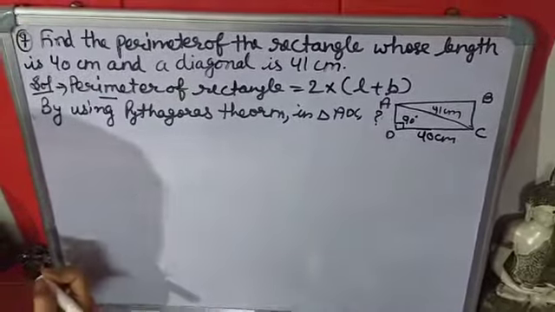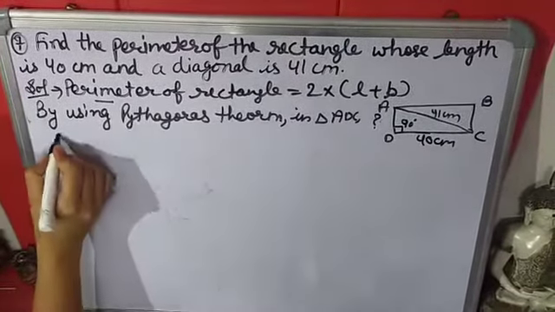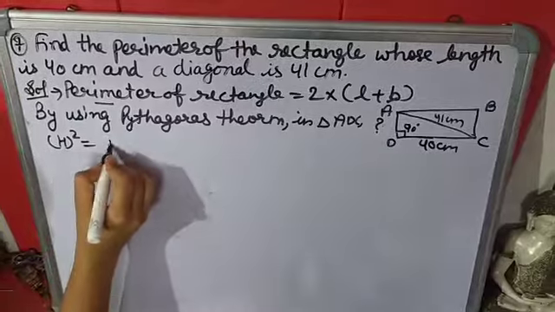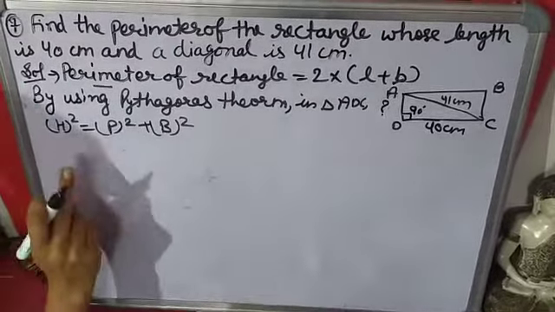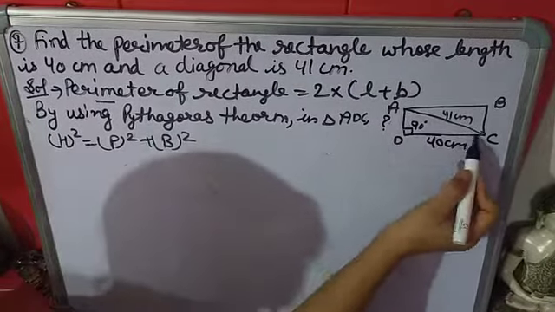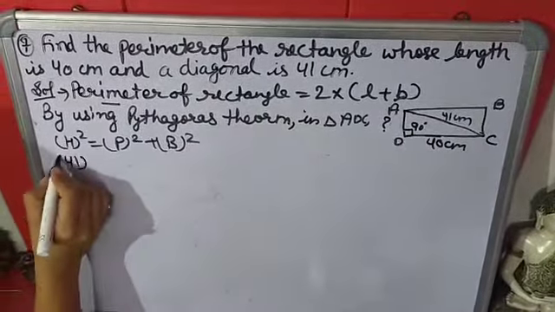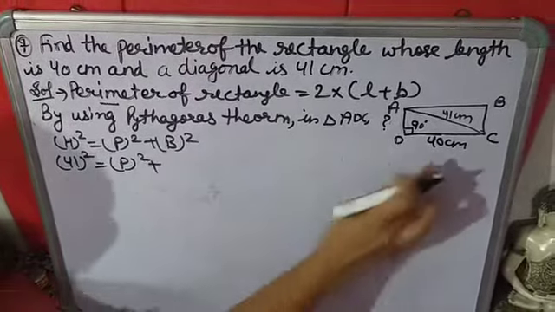Okay? So what is the Pythagoras theorem? Hypotenuse square is equal to perpendicular square plus base square. So what is hypotenuse here? Hypotenuse is 41 centimeter. You have to find perpendicular and base is 40.